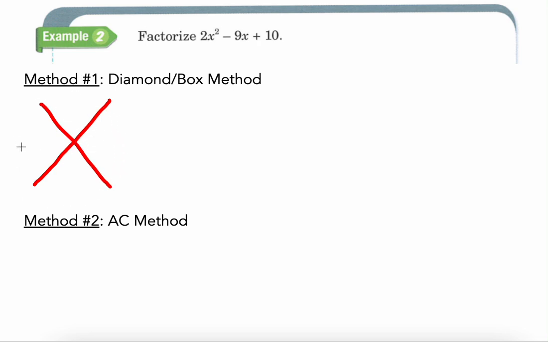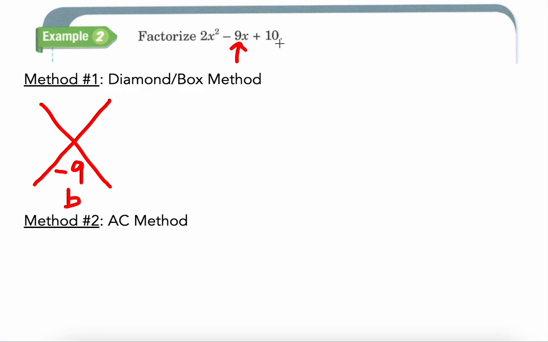And this diamond is cut into 4 different corners that are going to help us organize our work. Okay, so again, we're going to try and find two numbers that satisfy two different conditions. So again, normally we add those two numbers to get to this middle term, this b value. In this case, it's negative 9. For the diamond box method, it's the same thing. We're also trying to get to that middle term.